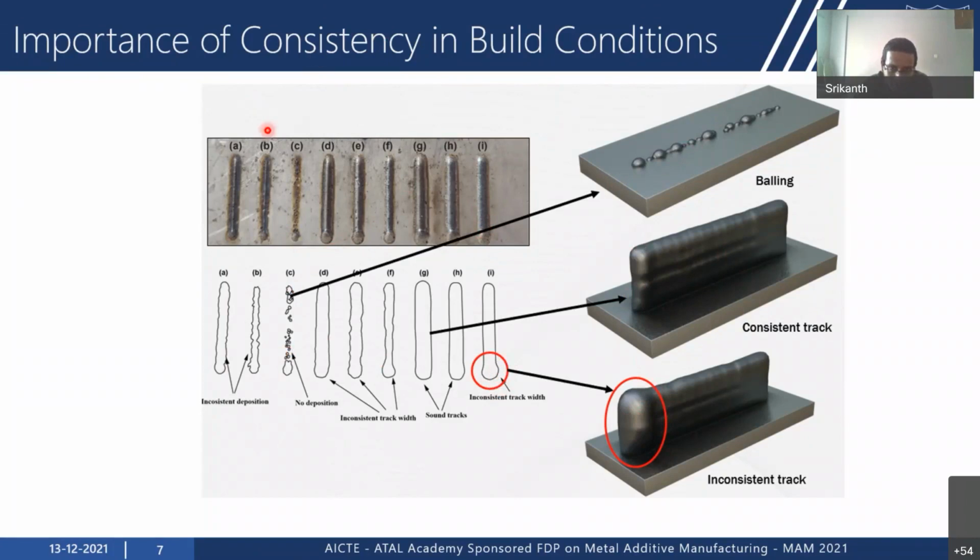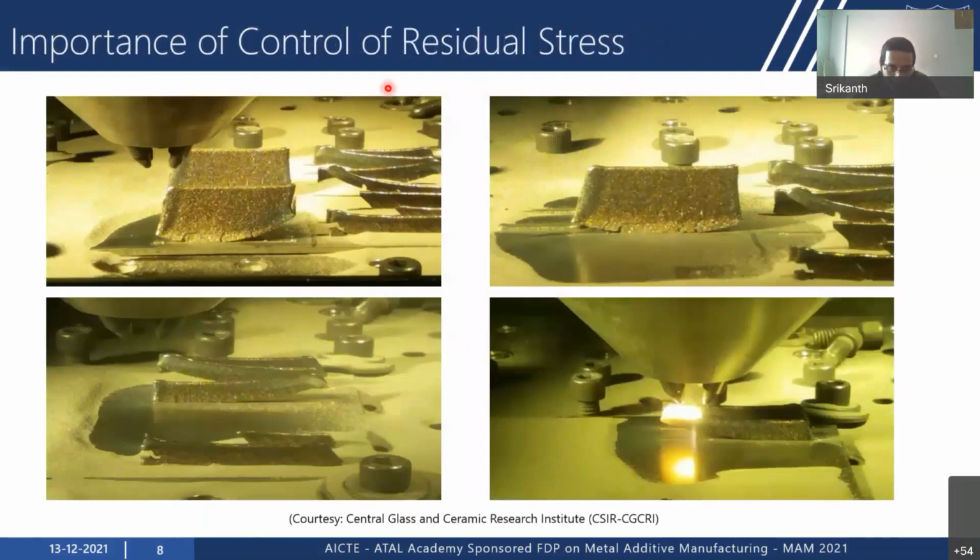So this illustrates the importance of consistency in the build conditions. Now, this figure illustrates the importance of the control of residual stress. You can clearly see here that a thin wall geometry is being deposited using the laser directed energy deposition process, and the sample is cracking during the deposition itself. This is because the residual stresses are exceeding the yield strength of the material. So it's very important to control the residual stress to avoid distortion, cracking, as well as the peeling off of the deposit from the substrate.